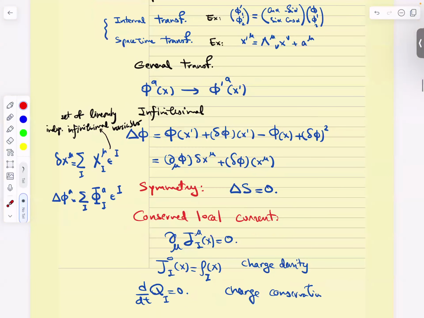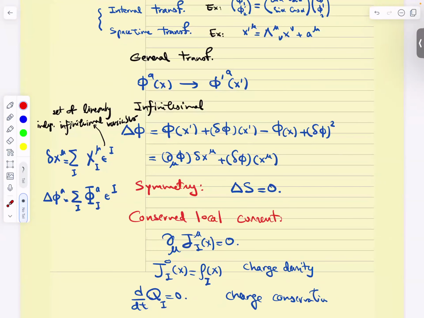Now, to simplify things, we're going to be talking about infinitesimal transformations. So imagine for now we're physicists, so we can just take derivatives arbitrarily. Here the phi 1 and phi 2 are two different things, for example, a complex field.